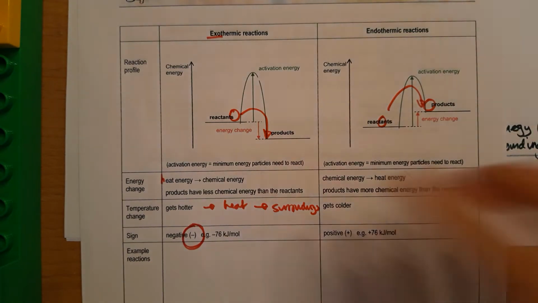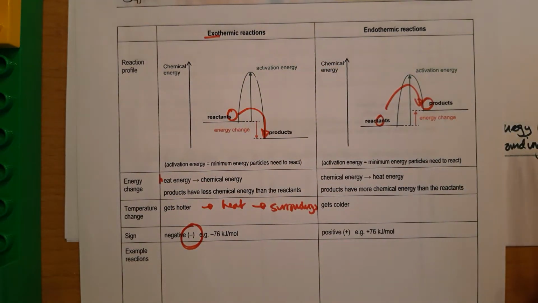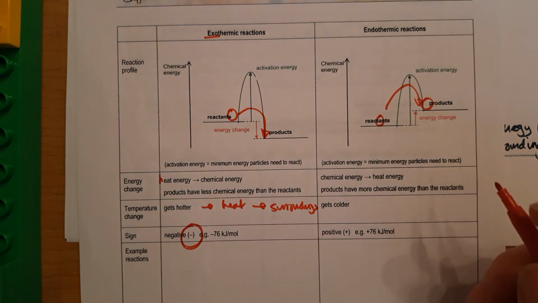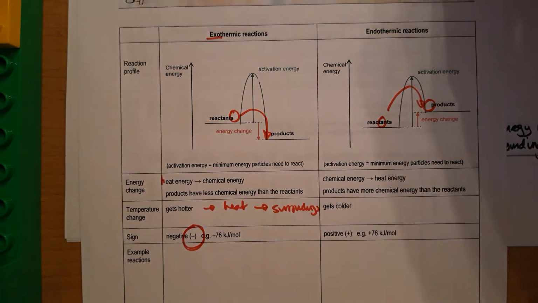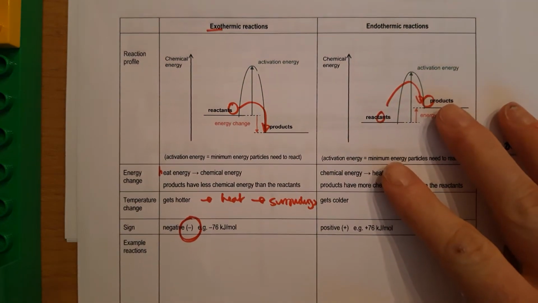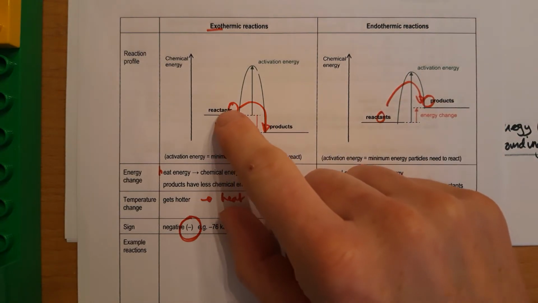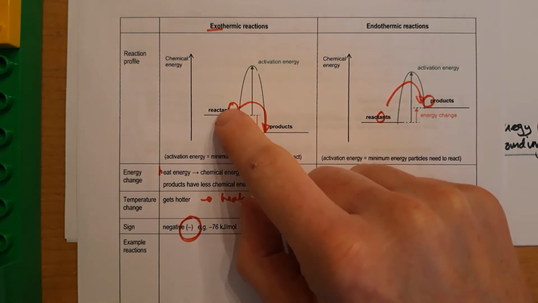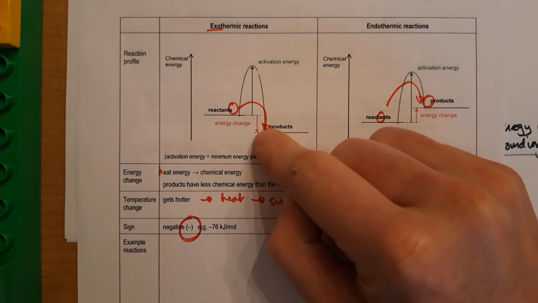And just out of interest, which type of reaction do you think is the most common? Exo or endo? You might have read it somewhere. It's exo. Exothermic reactions are by far the more common type of reaction. It's easier for something to lose energy. Most chemical processes and most physical processes like to lose energy to get more stable.